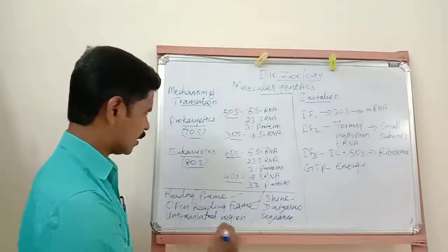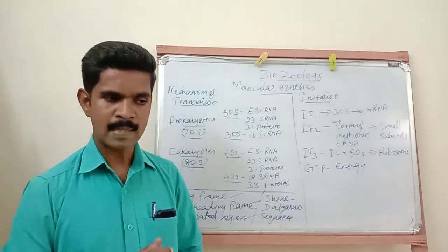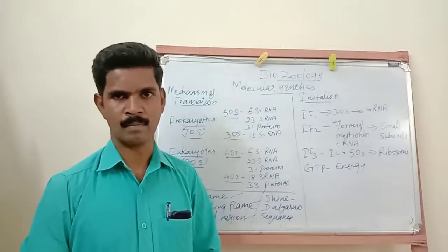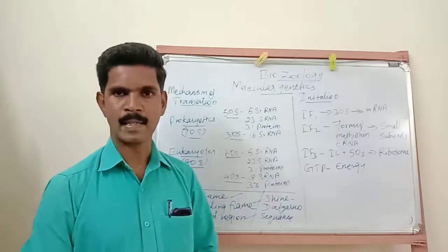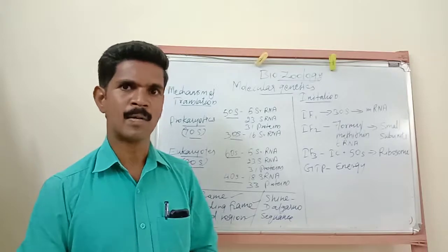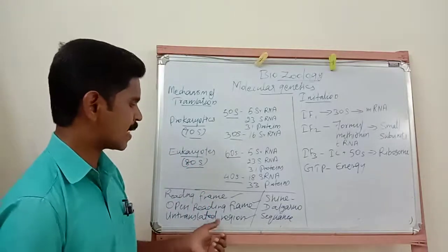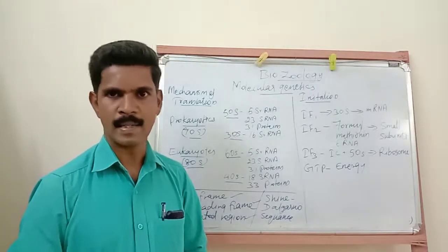Then the third question is untranslated region. In some mRNA molecules, some additional regions are present. These additional regions are not involved in the translation process, so this region is called the untranslated region.